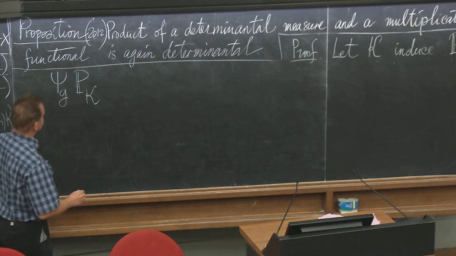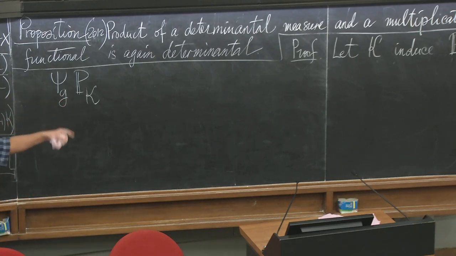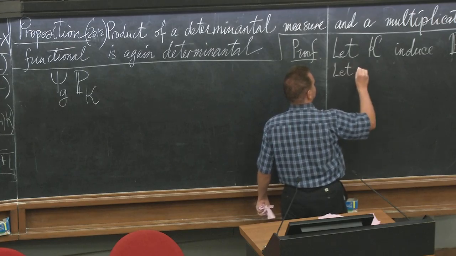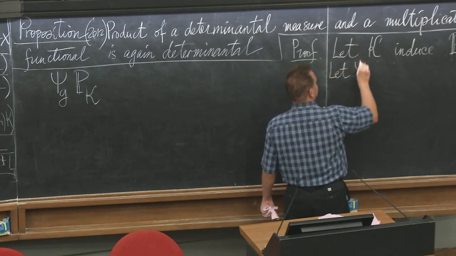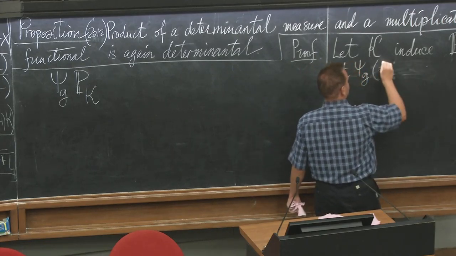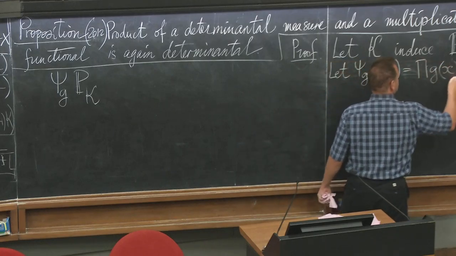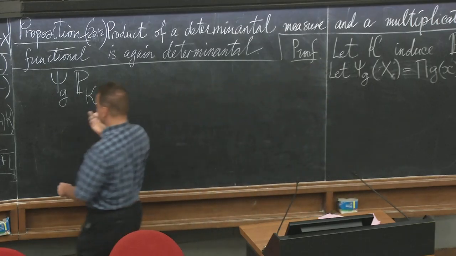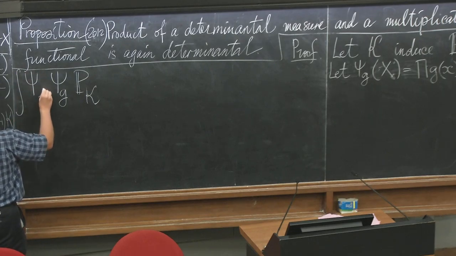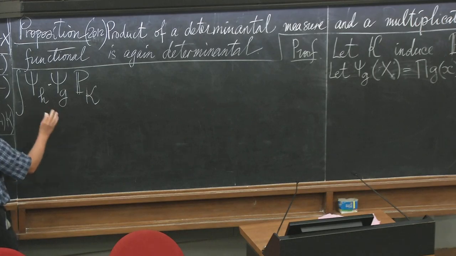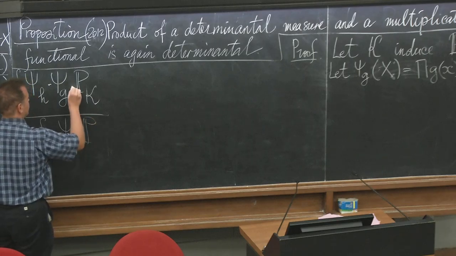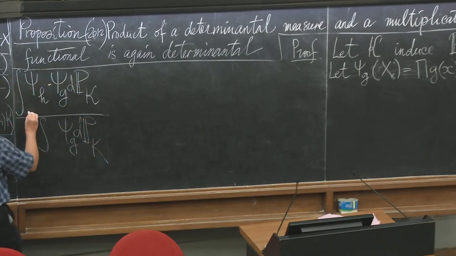So psi g P K. I aim to prove that this is determinantal. Let psi g be the multiplicative functional corresponding to g, the product of g over the configuration. So, to do this, I take one more multiplicative functional, psi h. And I have to divide by the normalization, psi g P K. So this is integration, of course, over the space of configurations.